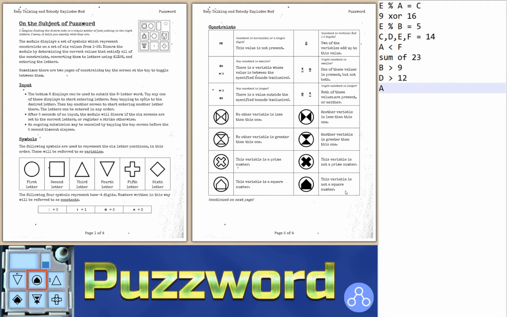This variable is not a square number. Alright, that's not a square. This one is also not a square. I'm just quickly going to write that down because it's exactly the same type of constraint.